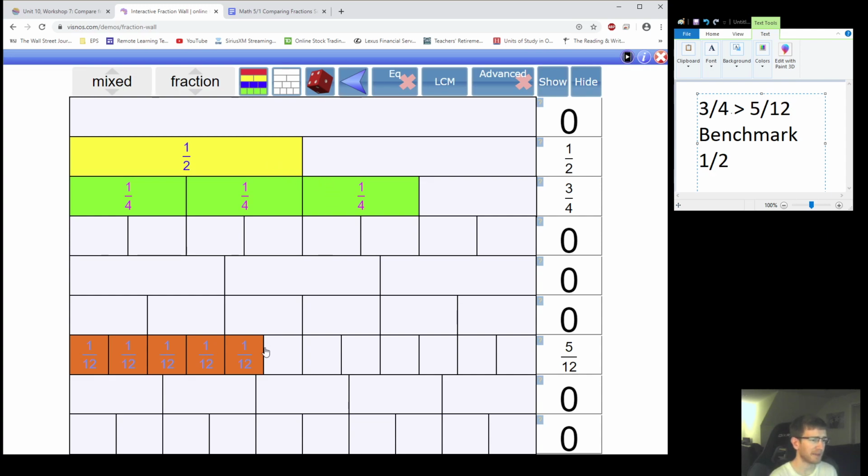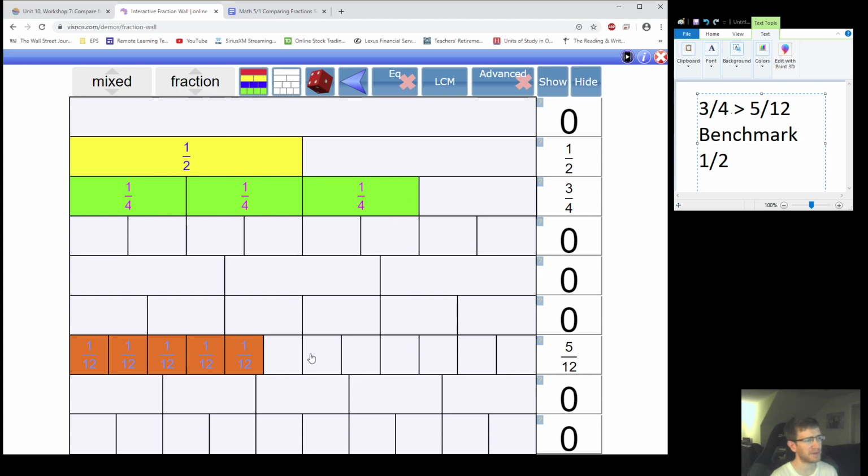Okay, so now when we come down here to 5/12, well, to get an equivalent fraction to 1/2 with 12s, we would need 6/12. 6/12 is equal to 1/2, but we only have 5/12. So 5/12 we can see is less than 1/2, and 3/4 is bigger than 1/2.